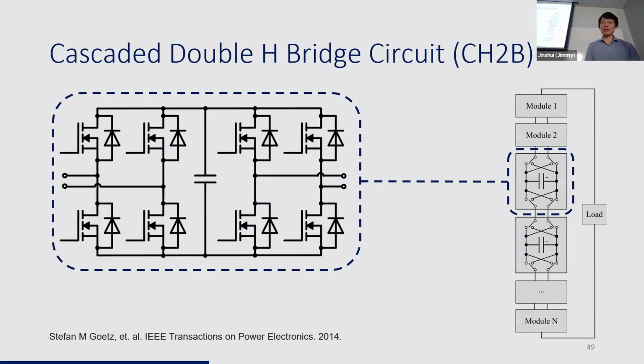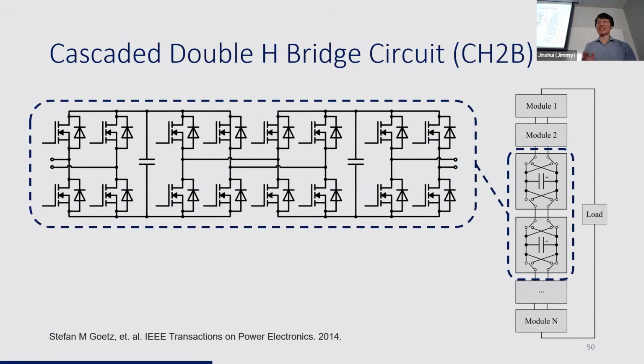And this topology is one of the earliest capable of this parallel trick. Its name is cascade double H bridge circuit, or CH2B. It has 8 transistors and 1 capacitor. It was invented by my advisor about 10 plus years ago. Good job.